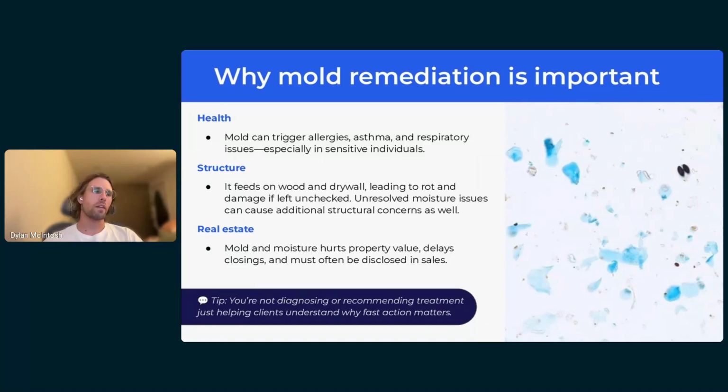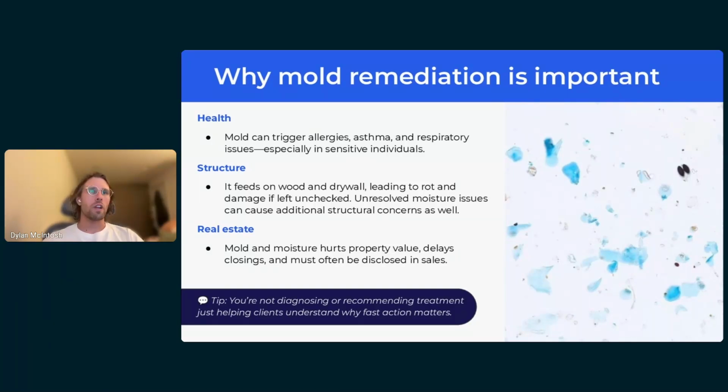If you have a wet, moldy home, it's clearly not going to go for as much as a comparable home that is free of those issues. It also causes delays in closing due to additional inspections, remediation, or other things that have to happen. And in many states, you have to disclose those things on future sales. Not every state, but many states do require that.